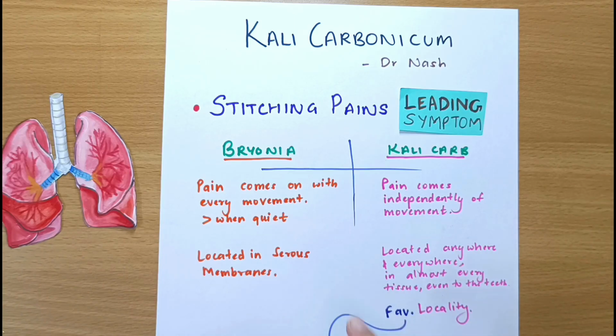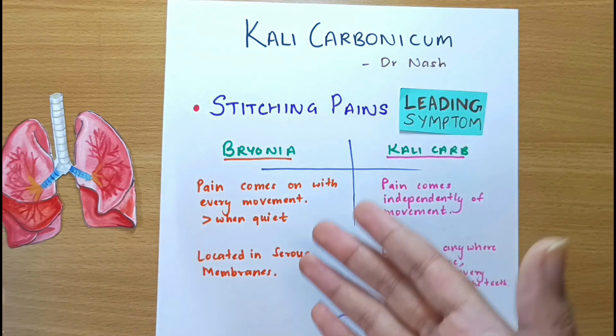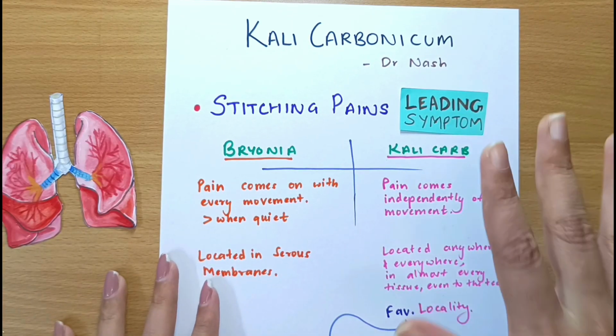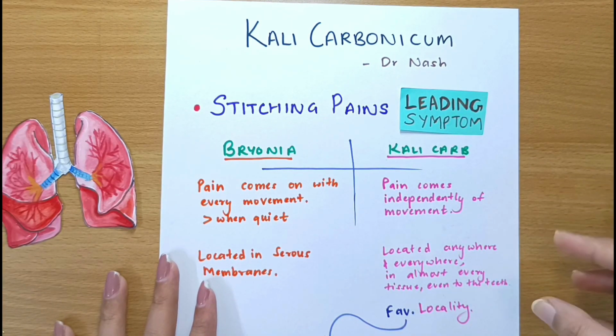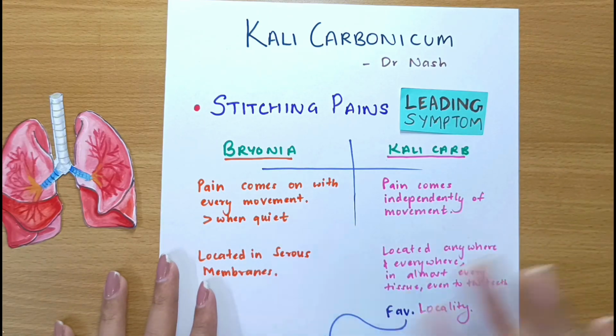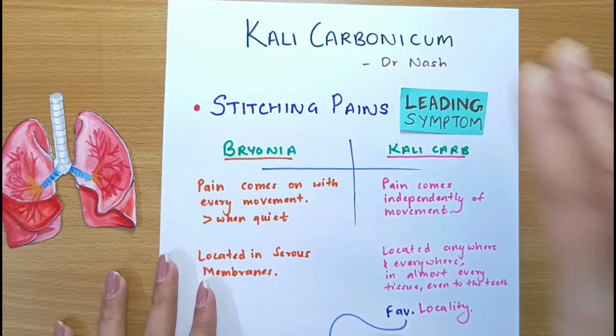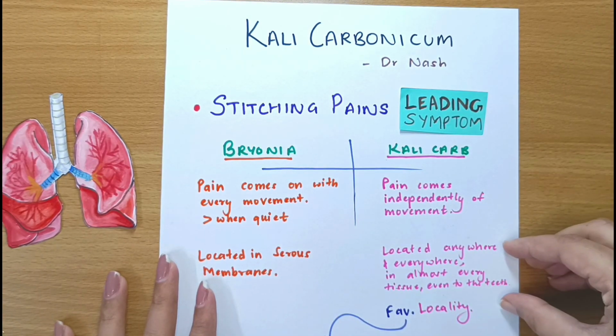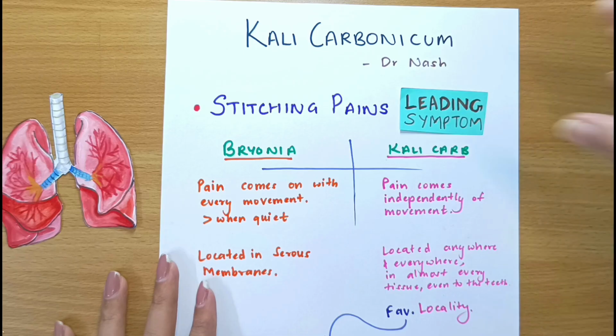Okay, now we also see that bryonia has this characteristic aggravation from movement, while there is amelioration from quiet when they are not moving, when they're resting, when they're quiet. But this is not what we see in Kali Carb at all. So the pain is completely independent of movement in Kali Carb. These two are the main important differentiating symptoms when it comes to stitching pains. But see, in Kali Carb, since the pain is located everywhere, this remedy becomes the leading remedy for this symptom.